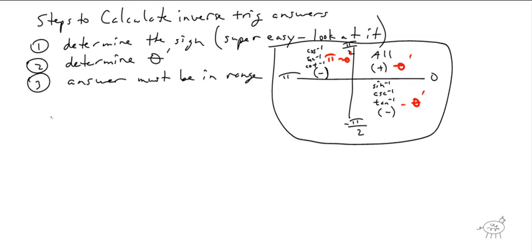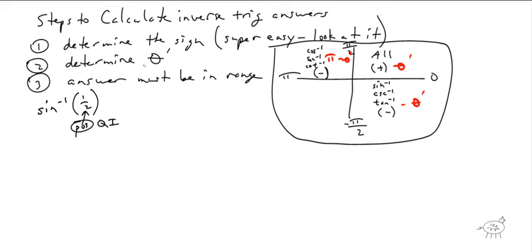So let's start out. If I do inverse sine of 1/2. Okay. Let's look at the steps. The first step, determine the sign. Again, it's super easy. What I mean, determine the sign, is that positive or negative? Well, that was positive. Okay. So this is the deal. If it's positive, I'm in quadrant 1. It's that simple. I'm in quadrant 1. Okay. So I determine the sign.